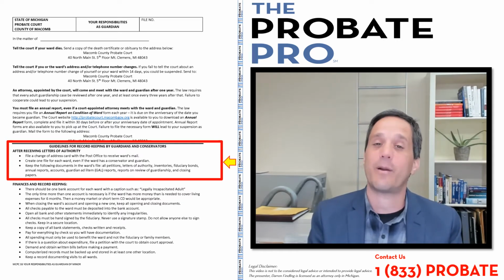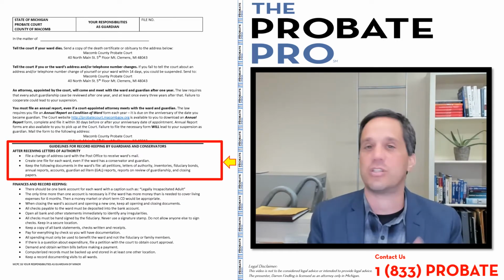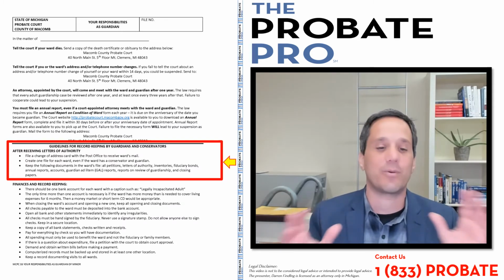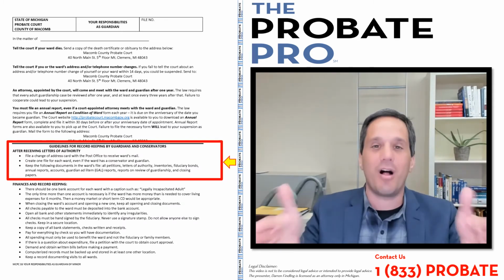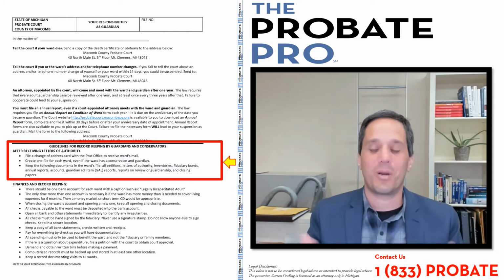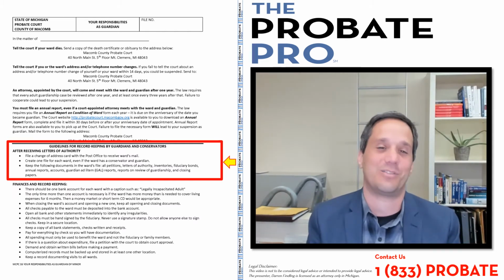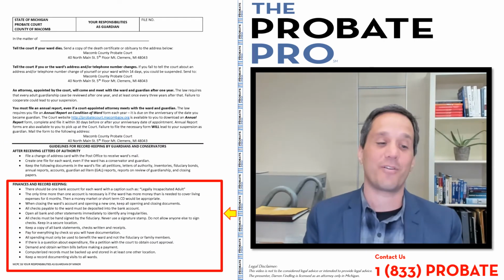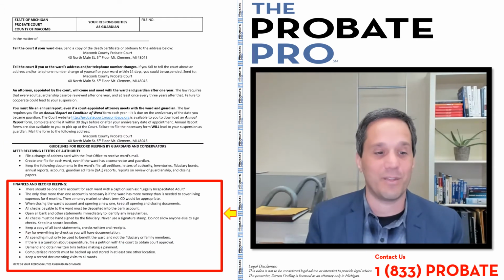And it speaks about keeping all of these records: the petitions, letters, inventories, bank accounts, bonds, guardian ad litem reports, and all of it. Keep it all, whether it be digital or in paper form, so you have access to it on an ongoing basis. The next section speaks about other financial and record keeping responsibilities.